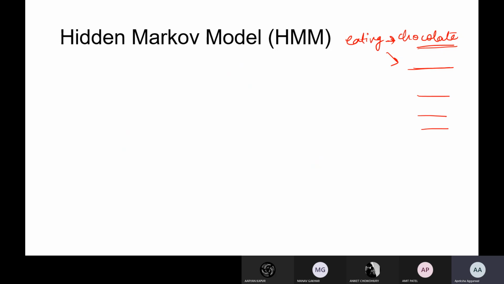We want all the calculations to be done at the backend. We don't want verbs and nouns to be known by the user. We want only the chances that chocolate is appearing, or apple is appearing. So I want to know the probability of occurrence of a word rather than the probability of occurrence of a verb or a noun or an adverb. I will calculate the probability of a verb or a noun at the back end, and the probability of the word in the front end. So that is why we call it hidden Markov model, because these states are hidden to the user.